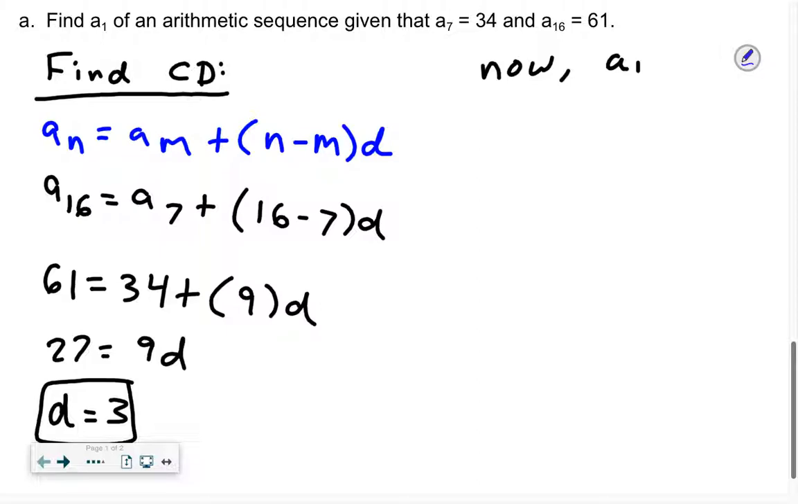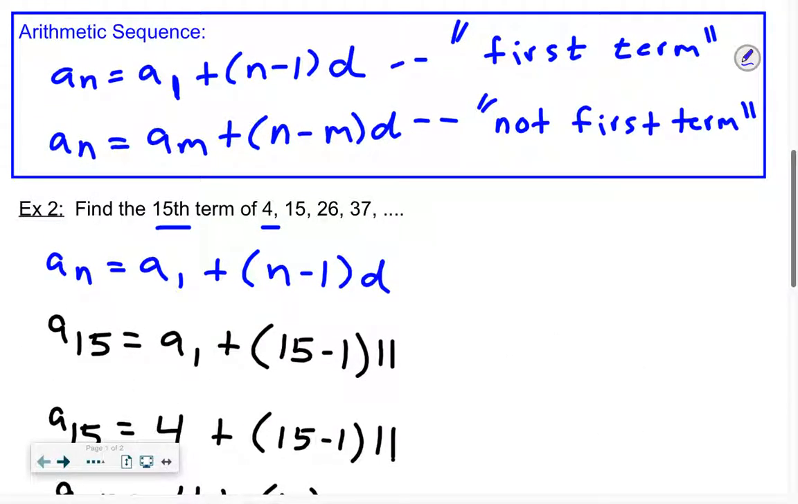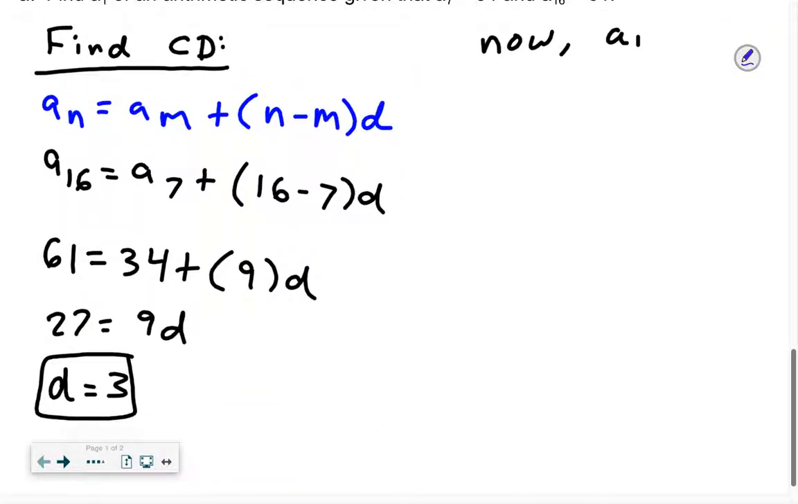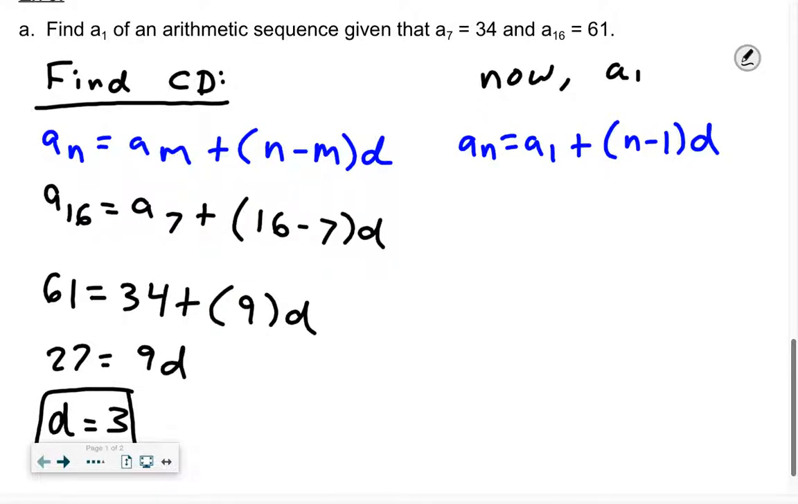Now again, because we're dealing with a sub 1, if you want to, you can go back to that very first formula. A sub n is equal to a sub 1 plus n minus 1 times d. That's okay. For a sub n, you can use either of the two that are given to you. You can use a sub 7 or you can use a sub 16. Me personally, I like smaller numbers, so I'm going to go with a sub 7 and 34.